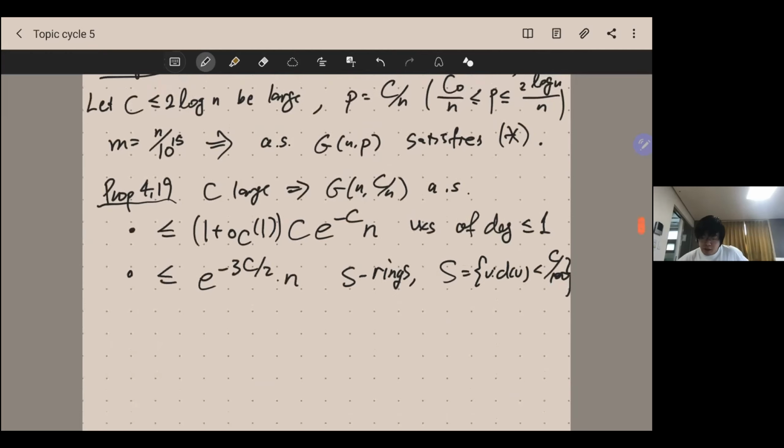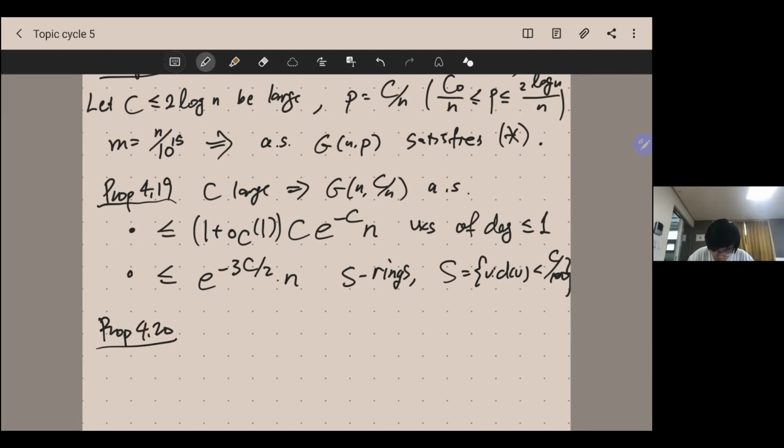So here you see, in G(n, C/n), the expected degree of every vertex is roughly C. I define S to be the vertices whose degree is less than 1% of what's expected, less than C over 100. Then this proposition says that X and Y are both small. X, the number of vertices of degree at most 1, is at most C e^(-C) times n, exponential decay with respect to C. And the number of S ring is even smaller, e^(-3/2 C). So this is exponentially smaller in terms of C than the number of vertices of degree at most 1. Okay.